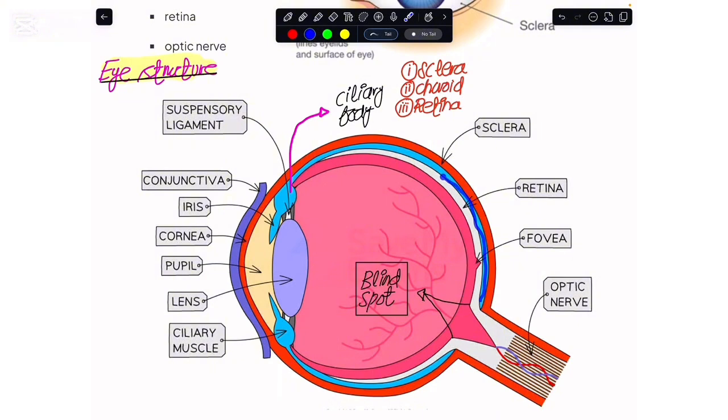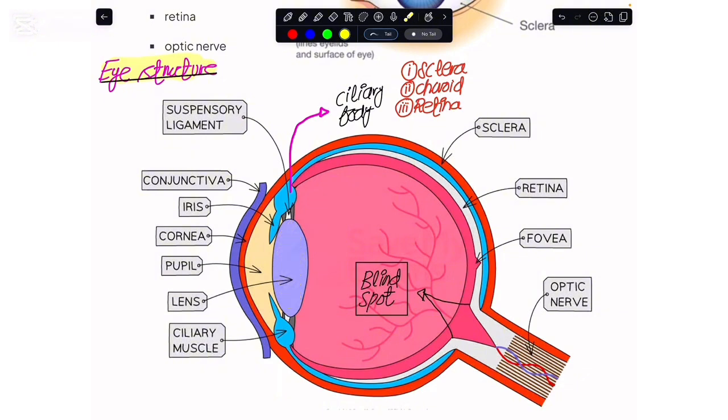Then I said that the second layer of the eye, in the middle, is the choroid, and this choroid bends behind the cornea, where we have two bands of muscle. This band of muscle is the ciliary body, or the ciliary muscles. Out of the ciliary body, we learned that suspensory ligaments emerge, and these suspensory ligaments attach themselves to the lens, which is a convex lens.